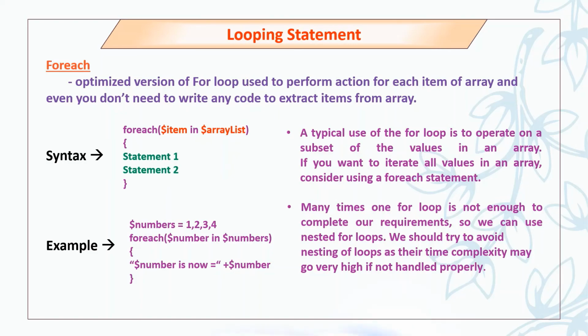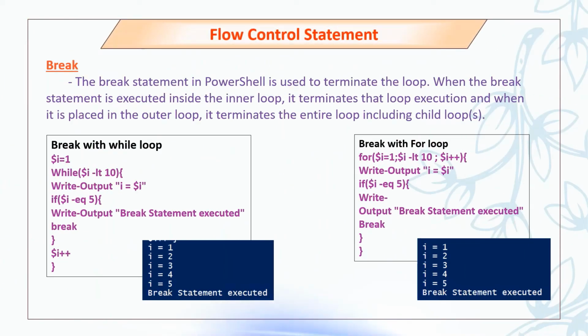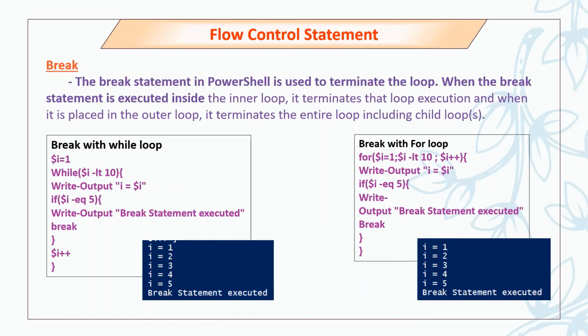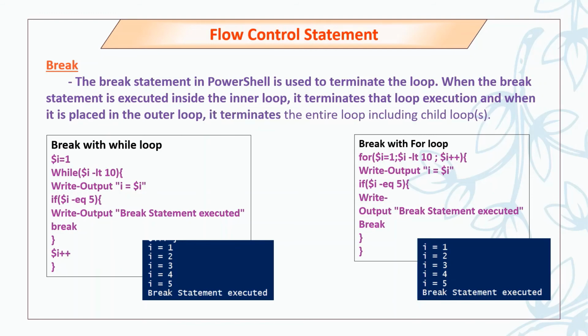Now comes the flow control statements. Break. The break statement in PowerShell is used to terminate the loop. When the break statement is executed inside the inner loop, it terminates that loop. And if it is placed outside in the outer loop, it terminates the entire loop including the child loops. As you can see in these examples, these while and for loops are supposed to print the value of variable I till 9, but they are terminated when its value is 5.